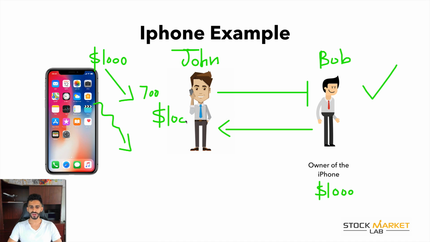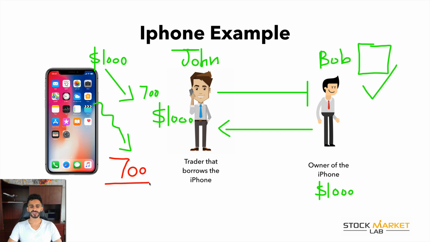Now at this point, John has $1,000 and John owes Bob an iPhone. So let's say a week goes by, right? When a week goes by, Apple announces a new iPhone and the value of the old iPhone 10 does drop. The old iPhone drops to $700.